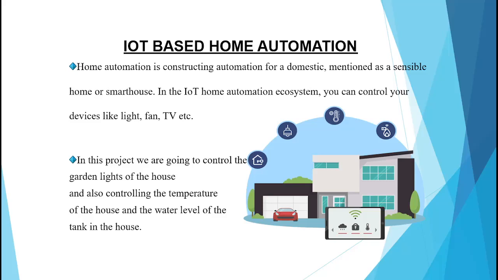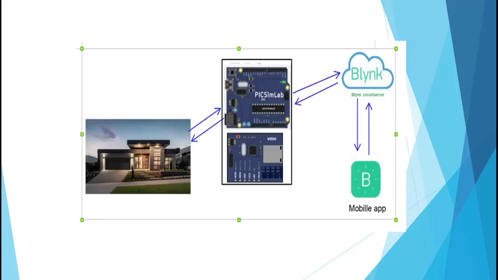There are some features available in home automation: remote lighting control, appliance control, home automation security systems and cameras, alarm systems, real-time text and email alerts, digital personal assistant, integration, keyless entry, voice activated control. These are the features of home automation. Next, in this project, we are going to control the garden lights of the house and also the temperature of the house and the water level of the tank in the house.